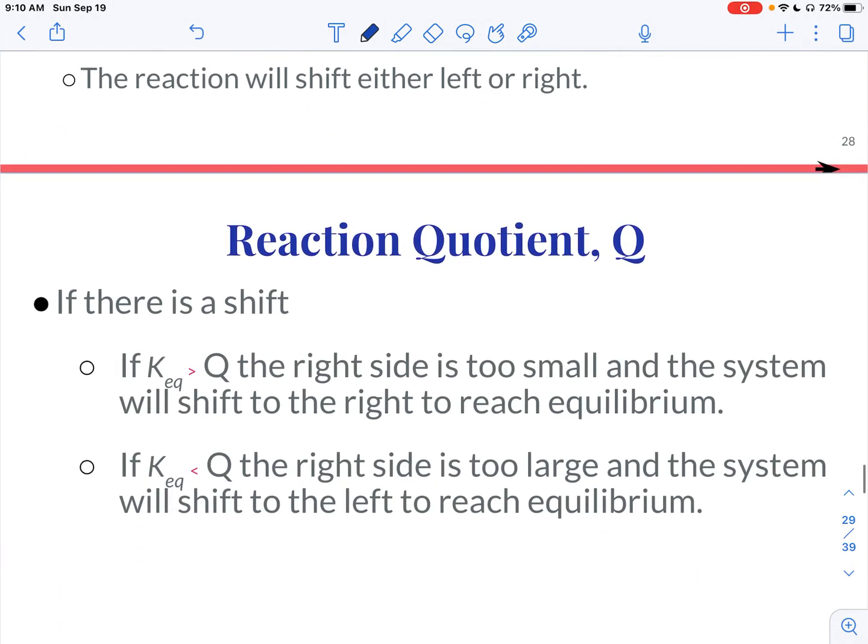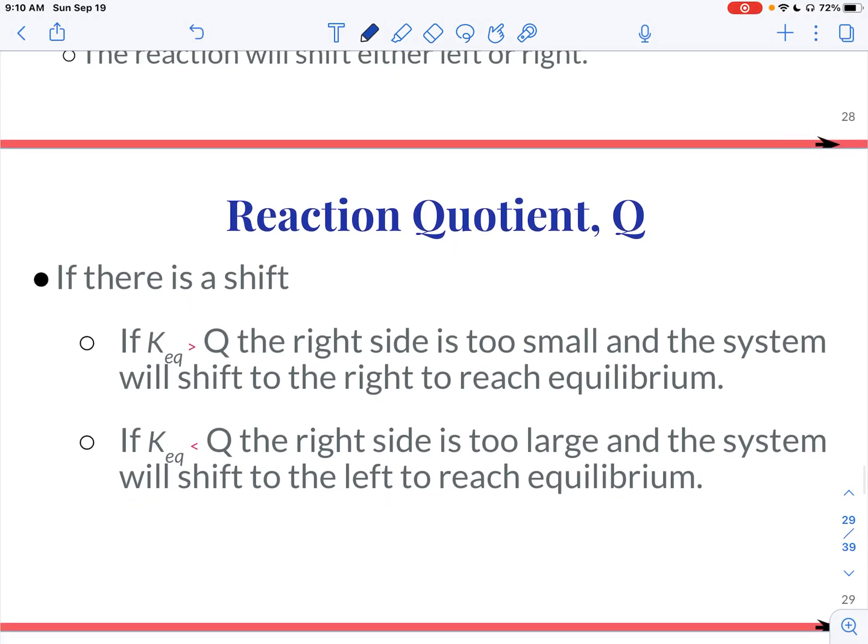If they are not equal, K and Q, if K is the greater one, the system will shift to the right, shift towards the products. If Q is the greater one, then it will shift to the left, shift towards the reactants, and then it will reach equilibrium.